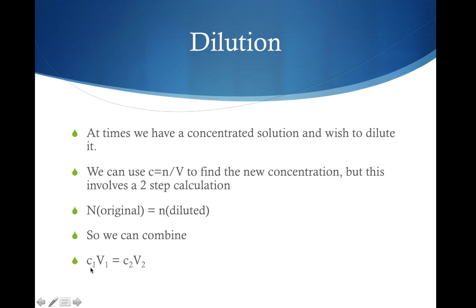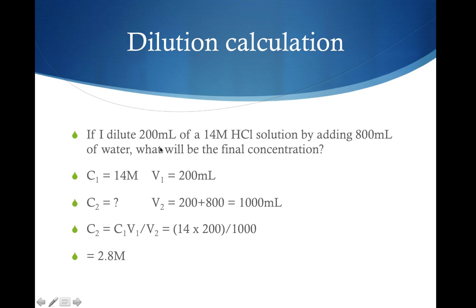So we can say that the initial concentration times the initial volume is going to be equal to the new concentration times the new volume. So if the volume has increased, the concentration will have decreased, and vice versa. So if I've got 200 mils and my original concentration is 14 molar, I add 800 mils of water, what's my final concentration going to be?